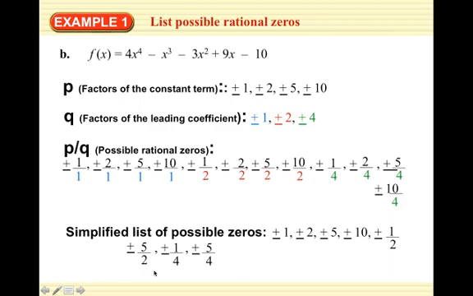Plus or minus 1/4, that one is reduced, and it's new, so we write it down. Plus or minus 2/4 reduces to plus or minus 1/2, and we've got it, so we move on. Plus or minus 5/4, well, that's new, and it is reduced. It's okay that it's an improper fraction. The big thing is that it's reduced, so we write that down. Plus or minus 10/4 reduces to plus or minus 5/2. We've already got that written down, so we don't need to write it again. Okay, so we've made our list a little smaller, and it is all simplified.